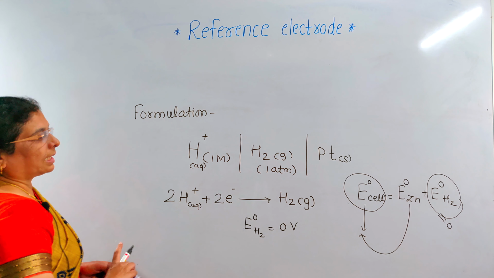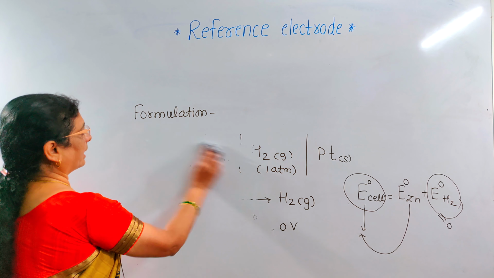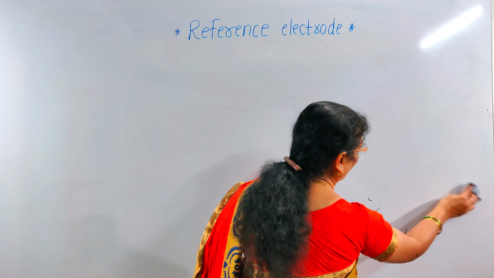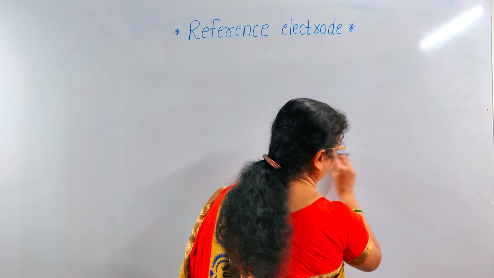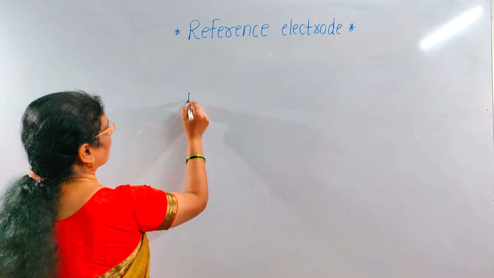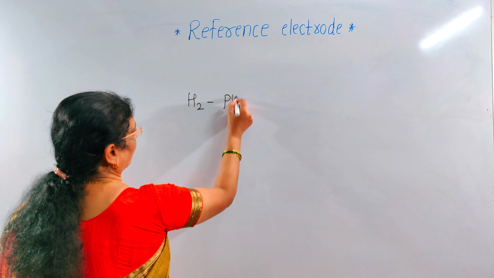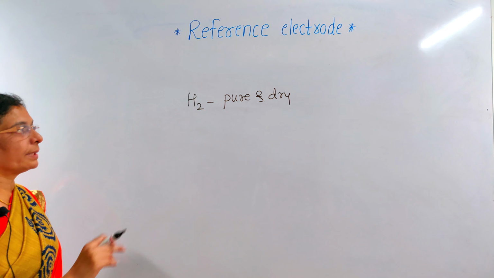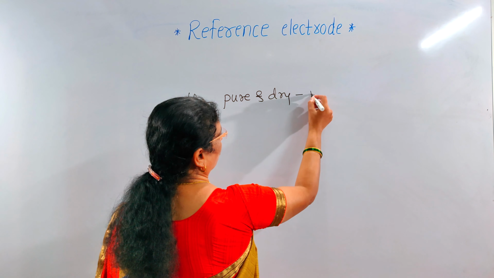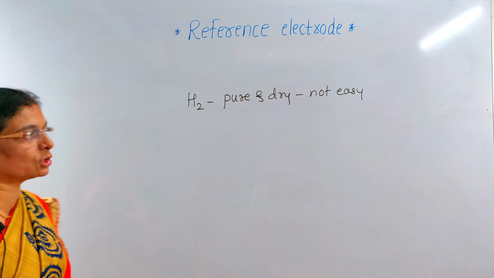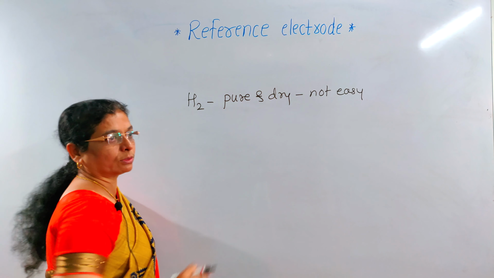But remember that there are so many difficulties in constructing the standard hydrogen electrode. The conditions which make this electrode standard, all these conditions are responsible for the difficulties in setting up of the standard hydrogen electrode, or these are the disadvantages of the standard hydrogen electrode. We have said that hydrogen gas which we are using must be pure and dry, but it is not easy to obtain pure and dry hydrogen gas. This is the first disadvantage of the construction of standard hydrogen gas electrode.